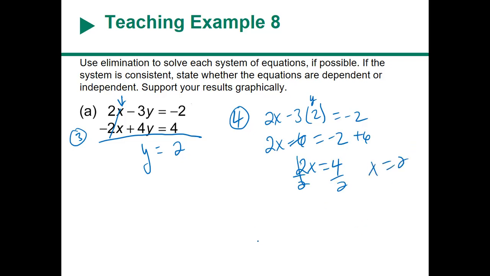So the solution of this system is (2, 2), which means that this is a consistent and independent system because I had one point of intersection. Does that make sense? Okay, this is a level 1 elimination. Why is it considered level 1? Because it already had one pair of variables that could be automatically eliminated. And once I eliminated, it left me with just one variable that was easy to isolate.